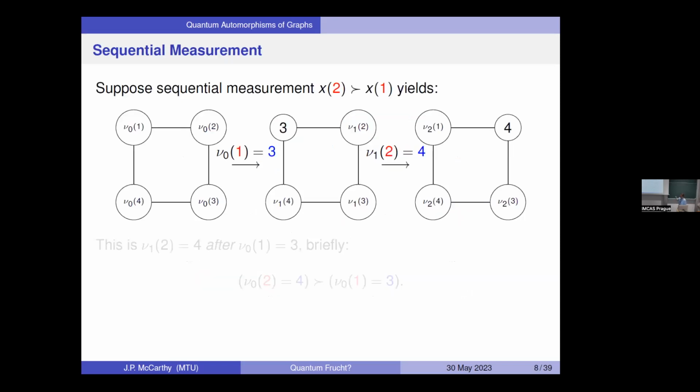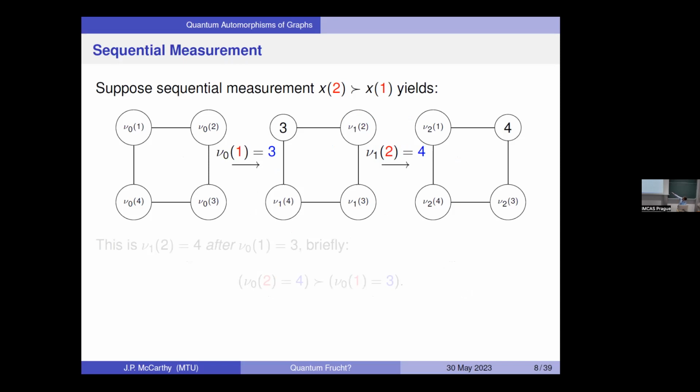Okay, and rather than measuring in one go, it's like with the deck of cards: we'll just say one card at a time. We'll reveal one vertex at a time. So here we say we measured x of 1. We found 1 was sent to 3. And then we have our wave function collapse from nu0 to nu1. So this is the updated state. And then we measured this state again with x of 2, and we found here that x of 2 is equal to 4. So this random automorphism sent 2 to 4.